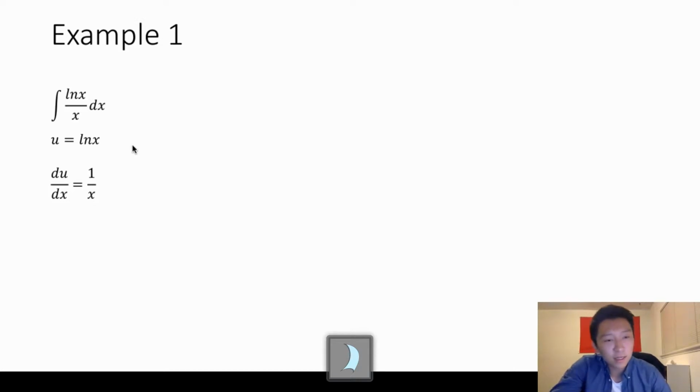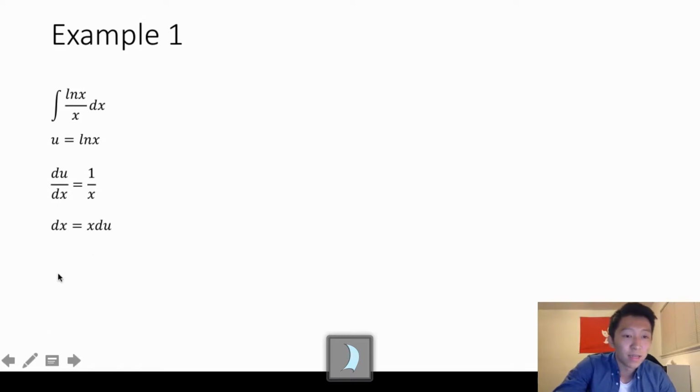Here you can rearrange this entire equation to make it dx equals x du. All you're doing here is multiplying dx on both sides and multiplying x on both sides to get dx equals x du. And we can see here that the dx here is the same as the dx here.